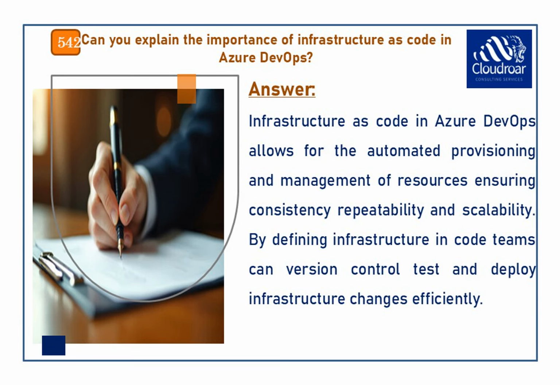Question 542. Can you explain the importance of infrastructure as code in Azure DevOps? Infrastructure as code in Azure DevOps allows for the automated provisioning and management of resources, ensuring consistency, repeatability, and scalability. By defining infrastructure in code, teams can version control, test, and deploy infrastructure changes efficiently.